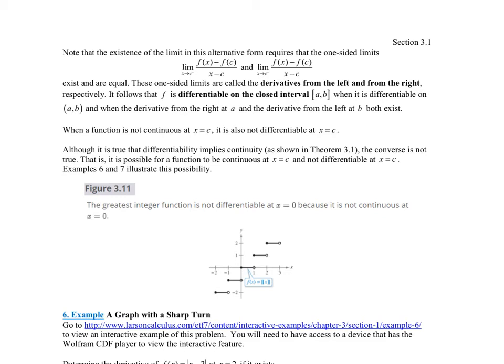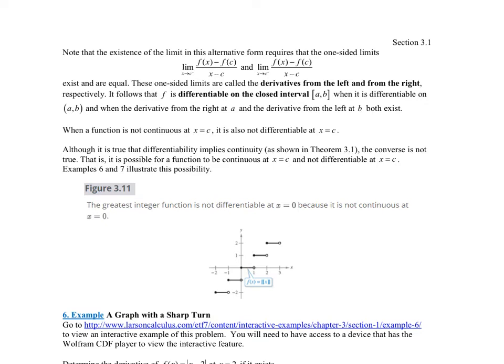Note that the existence of the limit in the alternate form requires that the one-sided limits, the limit as x approaches c from the left and the limit as x approaches c from the right, exist and are equal, right? The limit has to exist. So if it's continuous, the limit from the left has to equal the limit from the right. It says these one-sided limits are called the derivatives from the left and the derivative from the right.